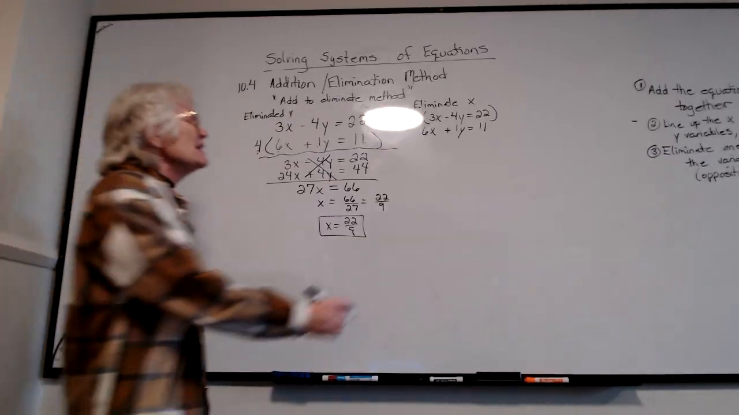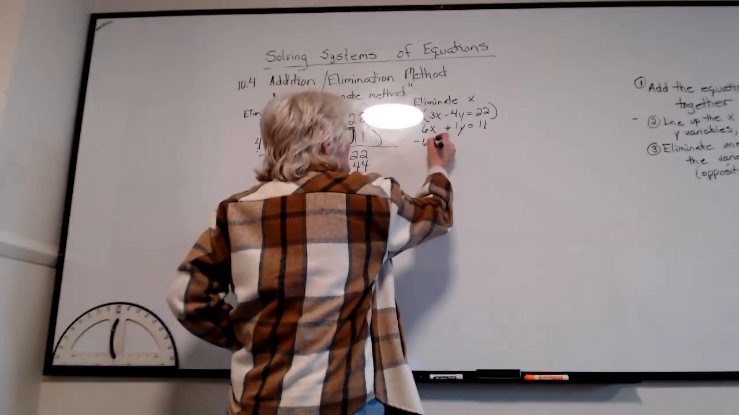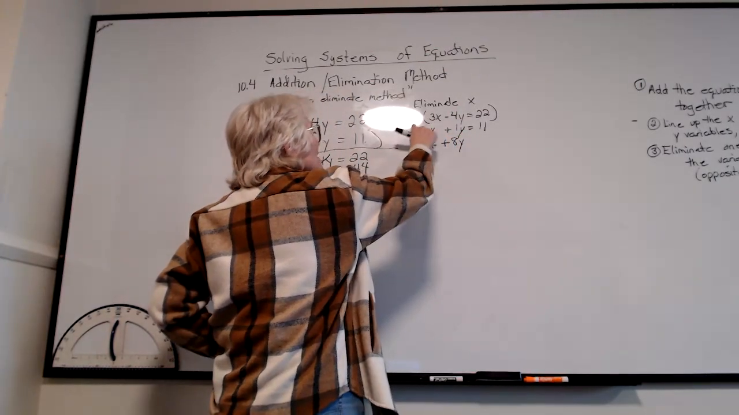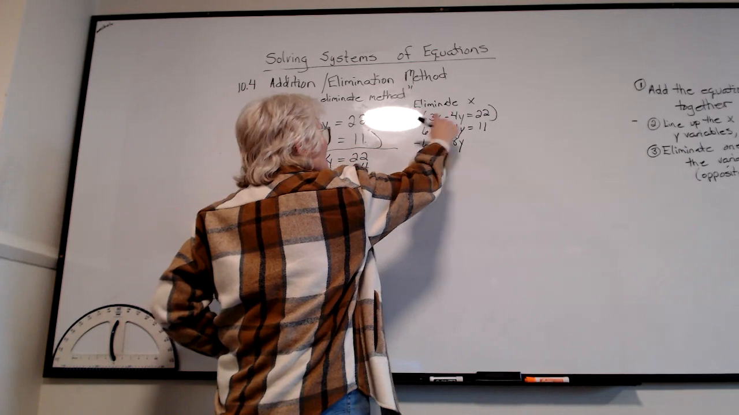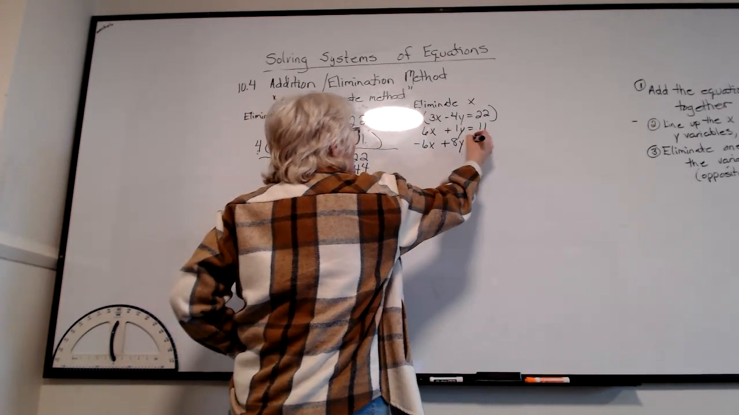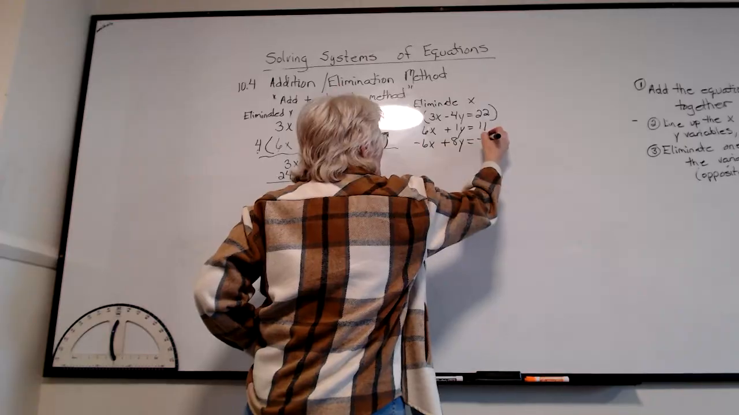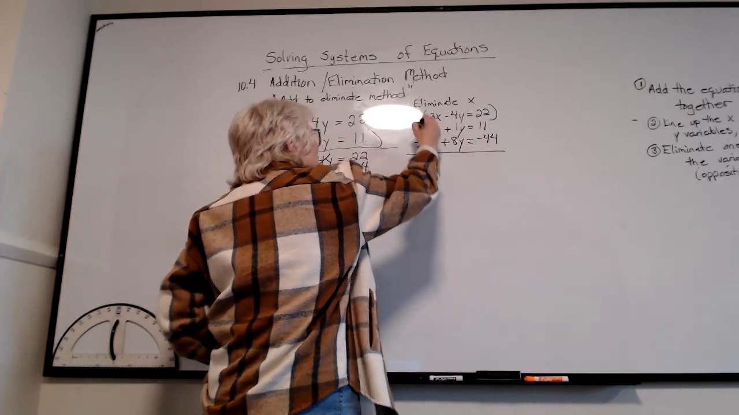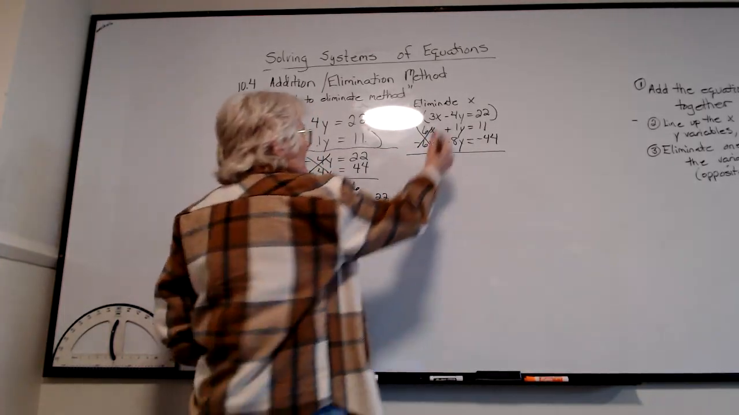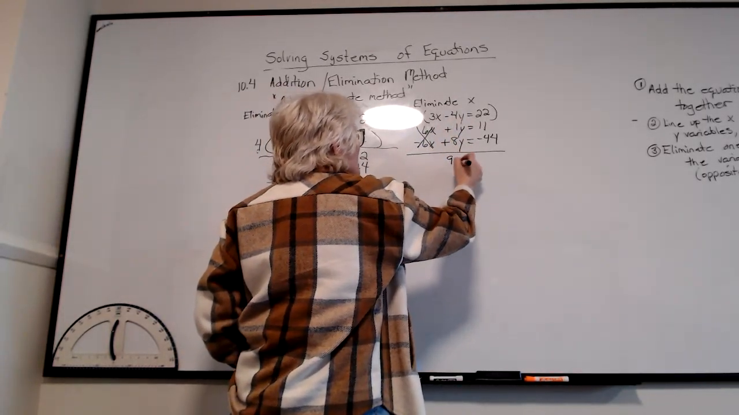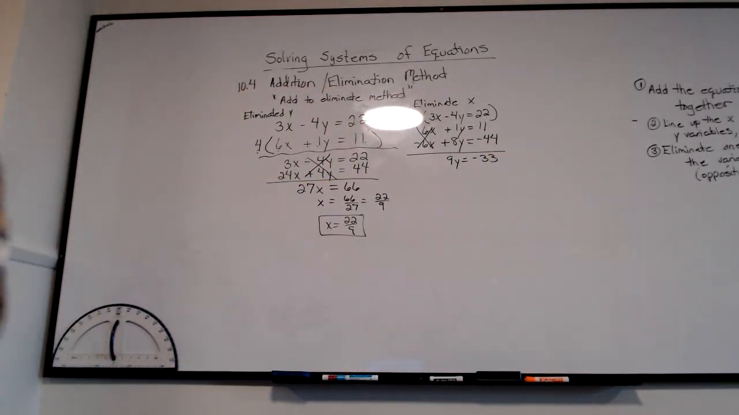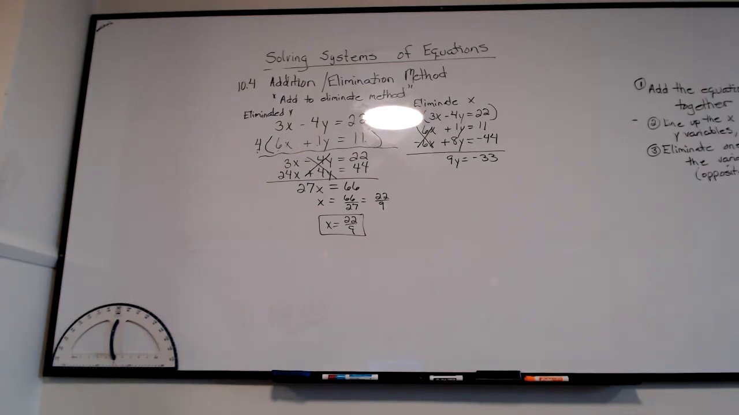So I'm eliminating x now because now I'll get -6x plus 8y, right? Negative times negative is positive. Negative times negative is -44. Okay. Now I can add, my x's eliminate. I get 9y equals -33. Everybody agree with me there? 9y equals -33 because 11 and -44 is -33.